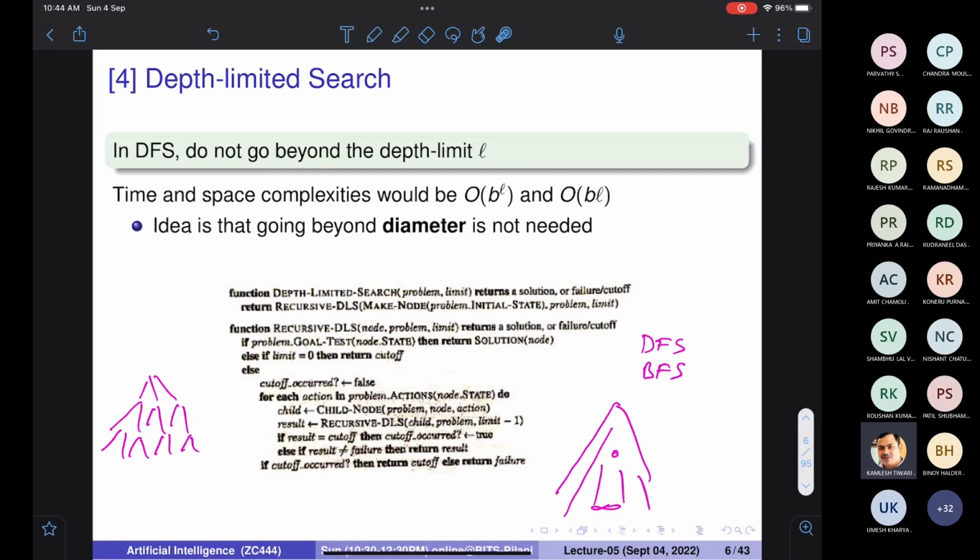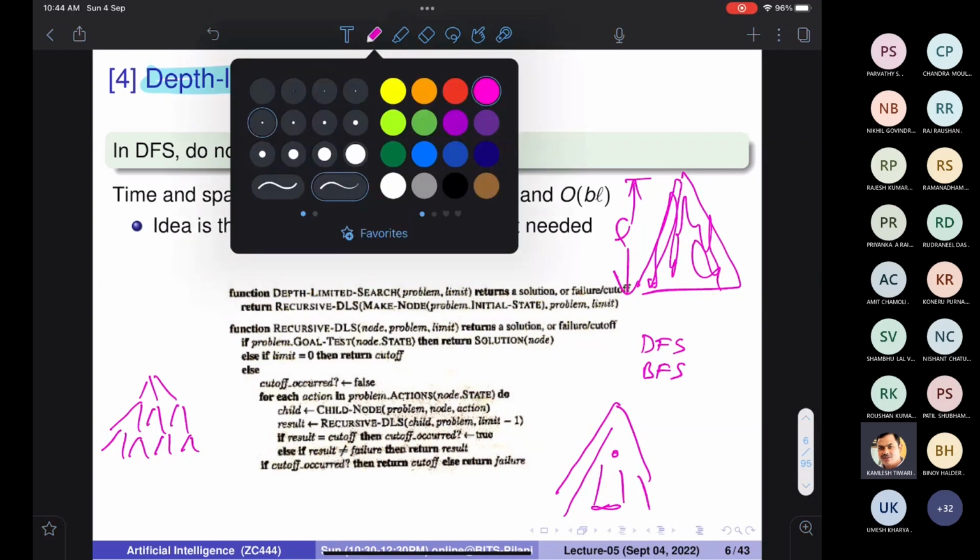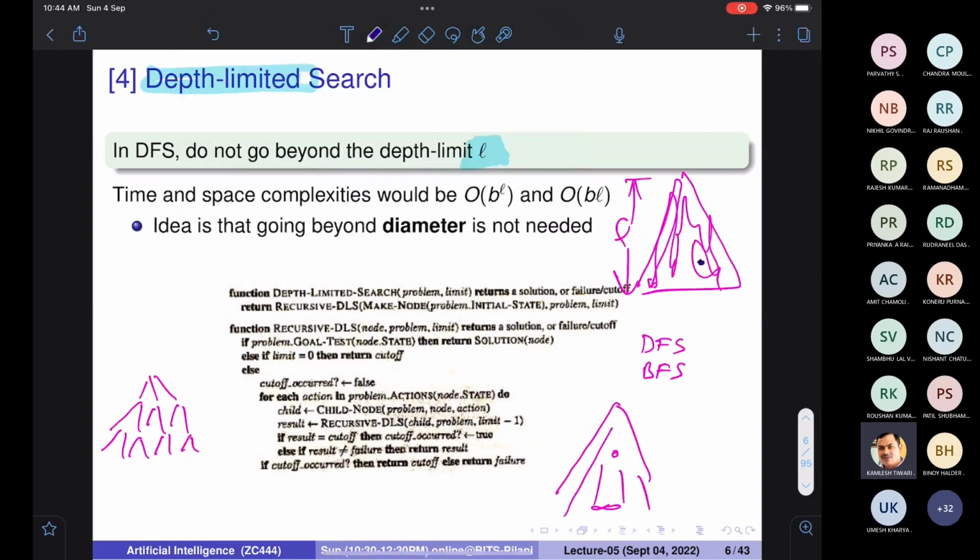To solve this issue, there was a suggestion to go for depth limited search. In this method, you use some value L and you don't go beyond it. You specify that L is the length, and when you hit this particular depth, then you come back and continue. So you can think by yourself that if the solution is somewhere here, then definitely you would be able to find it, even if infinite exploration is possible.